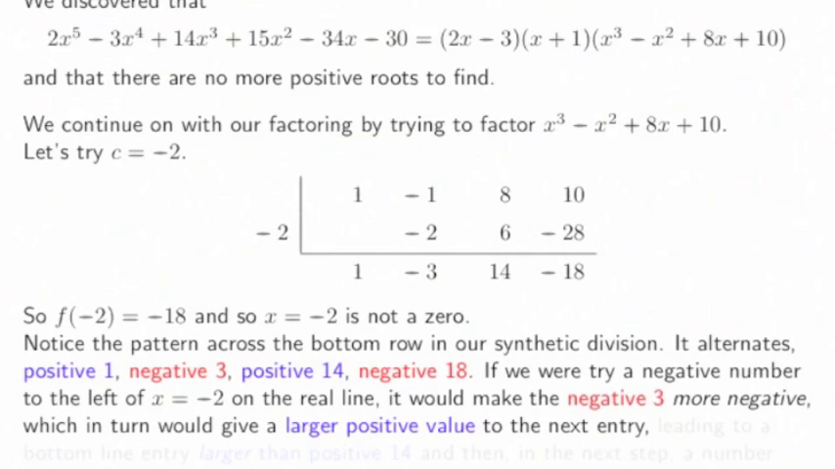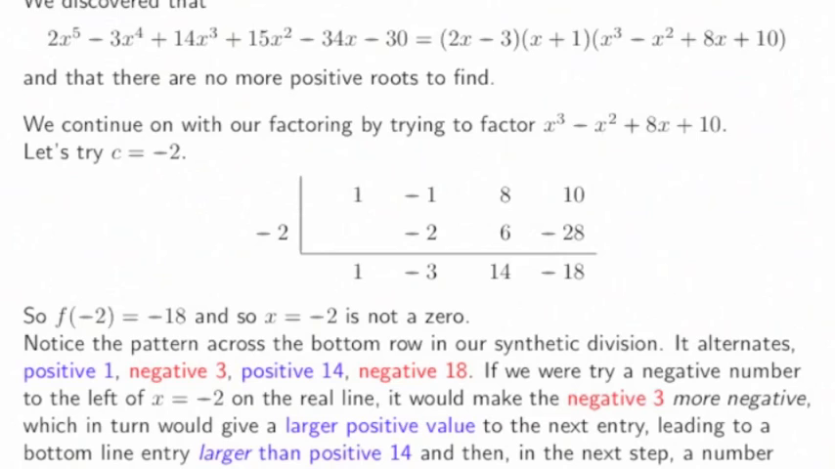That would mean that instead of a 6, we'd have a more positive number than 6. So we get something larger than positive 14. Then we multiply that by a very negative number. We get something even more negative than negative 28. So the next step at the bottom, we'd have an answer that's more negative than this negative 18. At each stage in this computation, our numbers will be getting further and further from 0 than they already are.